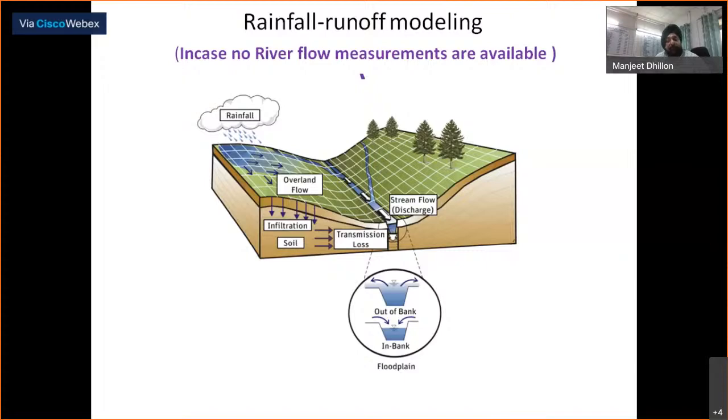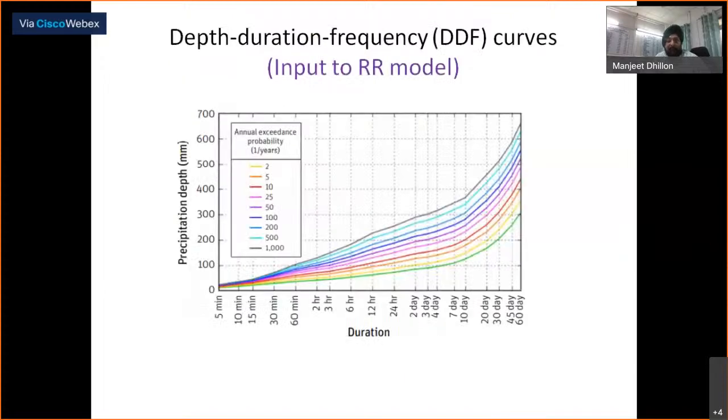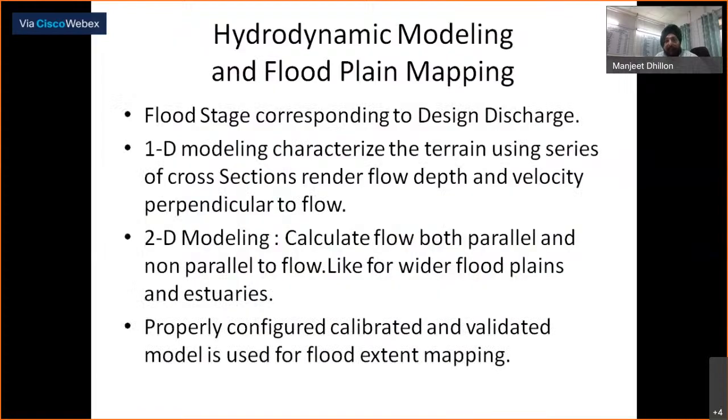So that it gives valuable support to the decision makers. And in regard to rainfall and modeling, we get, based on duration and precipitation, what are called depth duration frequency curves along different exceedance probabilities, starting from say 2 years, 5 years, 10 years, 25, 50, up to 100 and 1,000. And what is the relation between the duration and the precipitation depth? This is basically an input to the RNR model to get the water discharge, the design discharge at the point of interest.